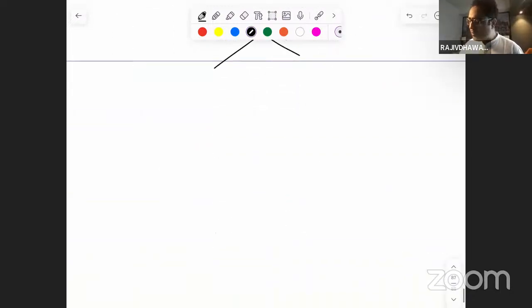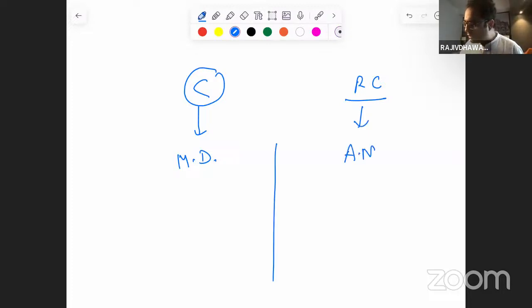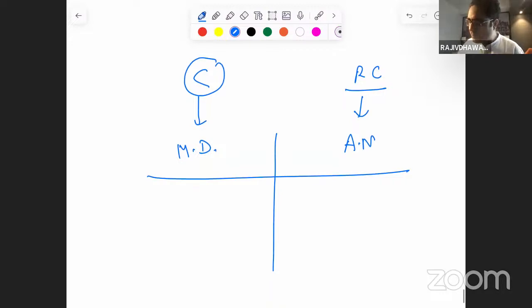Remember the differentiation of cochlear versus retrocochlear. When I say cochlear, I mean Meniere's disease. When I say retrocochlear, I mean acoustic neuroma. How do you differentiate cochlear from retrocochlear? Four points to remember, everybody.